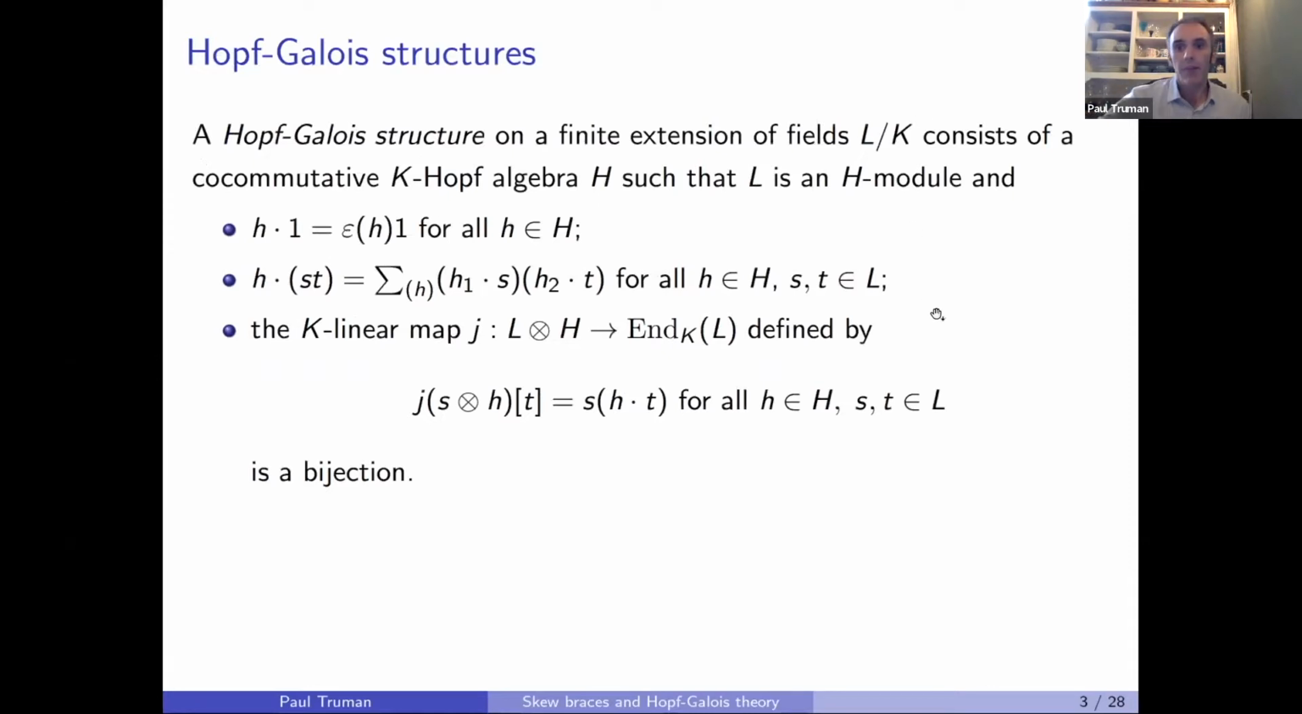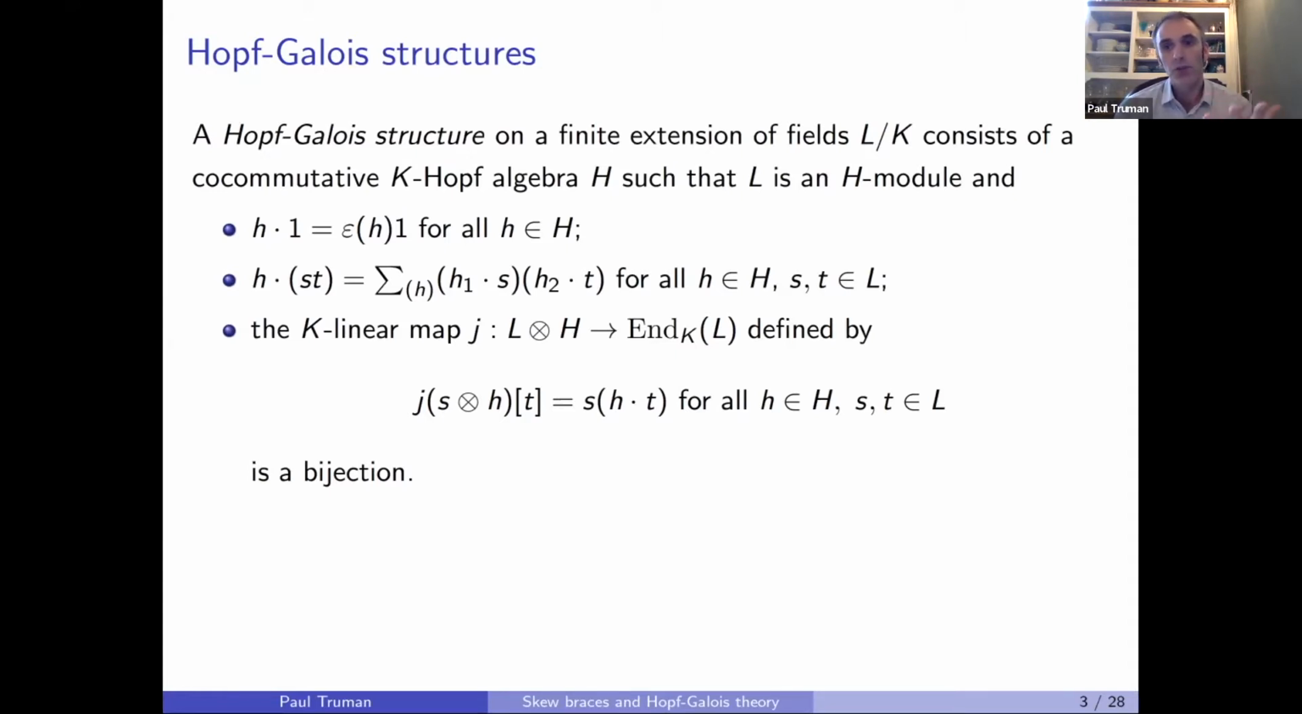There we go. Starting with the definitions then, a Hopf-Galois structure on a finite extension of fields is some way of trying to generalize classical Galois theory on a Galois extension. So specifically, if my field extension is L over K, then I should be looking for a K Hopf algebra H and some sort of action of this Hopf algebra on my top field L. So L is an H module, and then it needs to be an H module algebra.